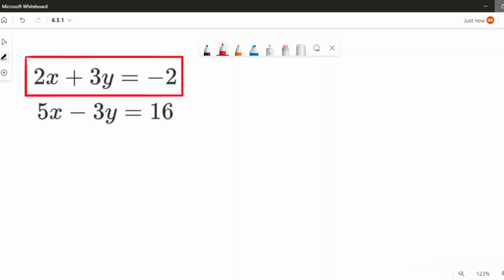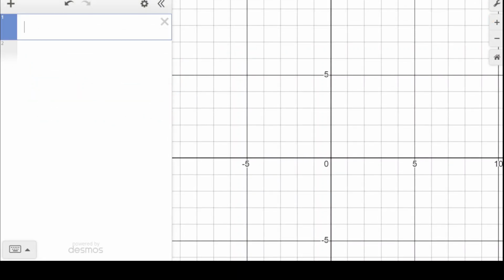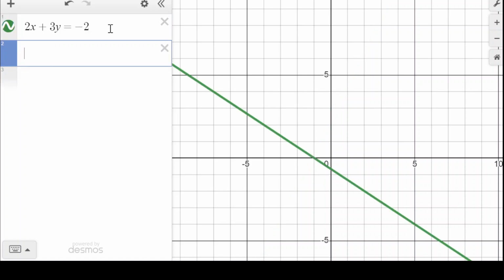Let's look at this. So that's 2x plus 3y is negative 2. In Desmos, I can write 2x plus 3y equals negative 2. So you can see this is an equation, and every single xy point on this line is a solution to this equation. For example, here's a nice one at negative 4, 2, which is a solution. Here's my x-intercept, here's my y-intercept. But again, all these points are solutions.